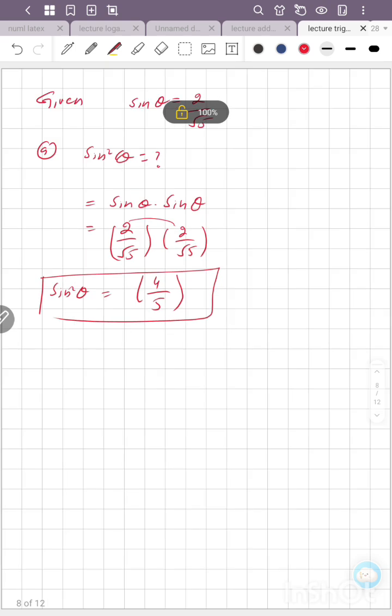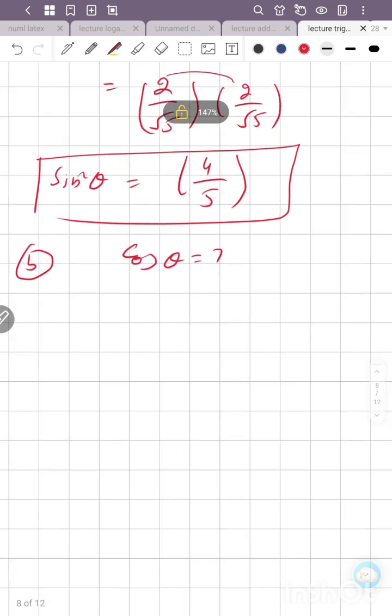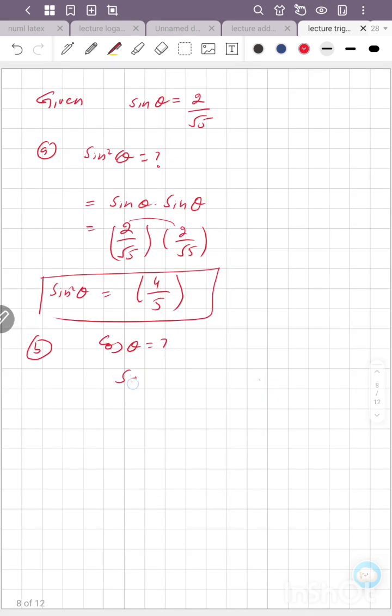We have a B part, same question. The B part says find cos theta. So how do we find cos theta? We have to find cos theta. Sine is opposite over hypotenuse. Okay, we just draw the angle here.